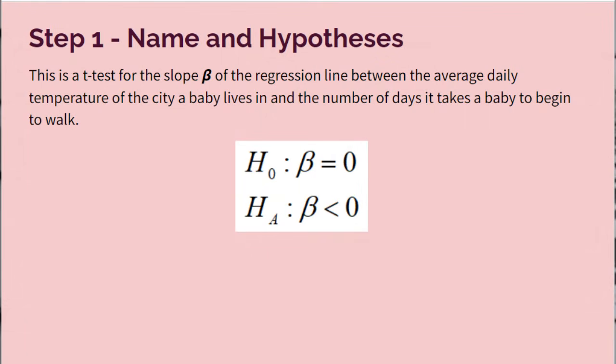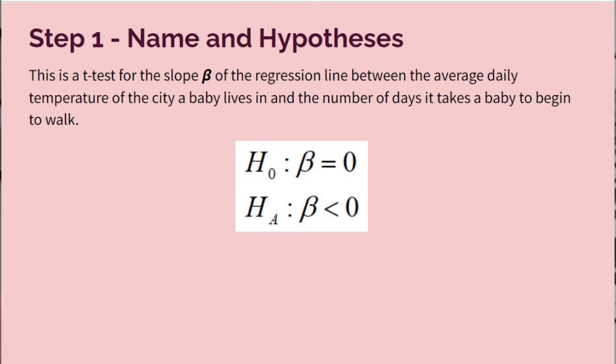All right, so step 1 is going to be to name the hypotheses. So we're going to conduct a t-test for the slope of the regression line between the average daily temperature of the city the baby lives in and the number of days it takes the baby to begin to walk. Our null hypothesis would be that the true slope is 0. There's no relationship whatsoever.